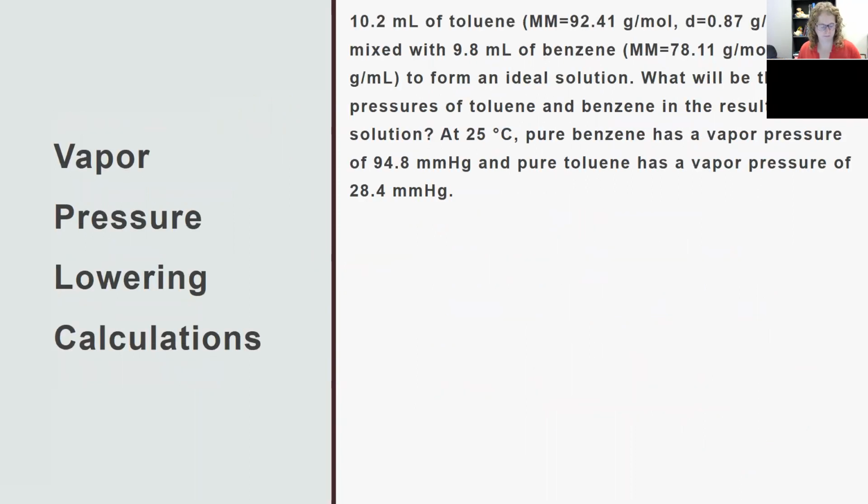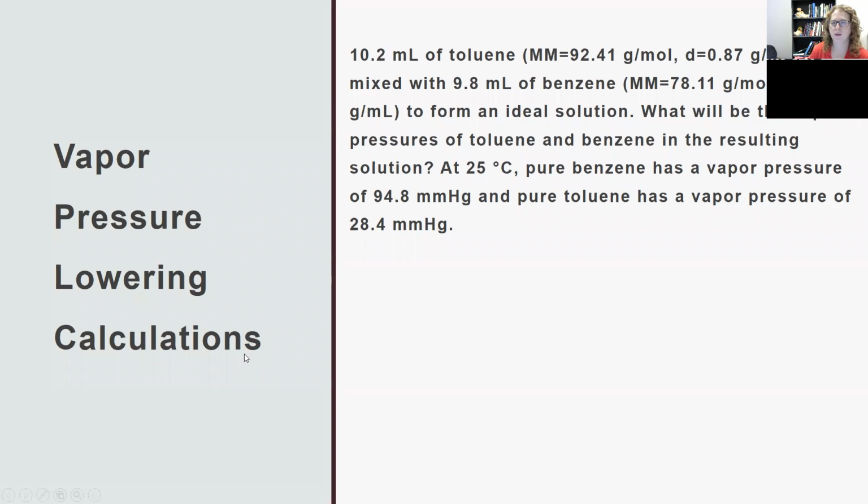So we're going to mix two things together. We're going to mix toluene and benzene. And what do we want? We want the vapor pressures of toluene and benzene. And we also have pure vapor pressures. So let's think about the fact that the vapor pressure of the toluene is going to be equal to the mole fraction of the toluene times the pure vapor pressure of the toluene. And similarly, we can do the same thing for benzene.